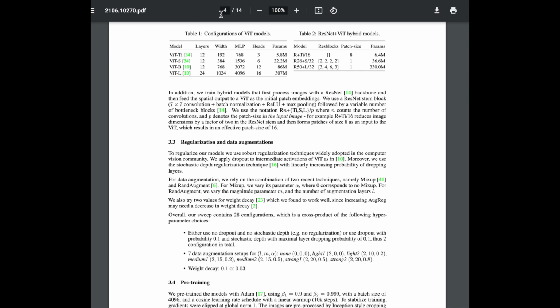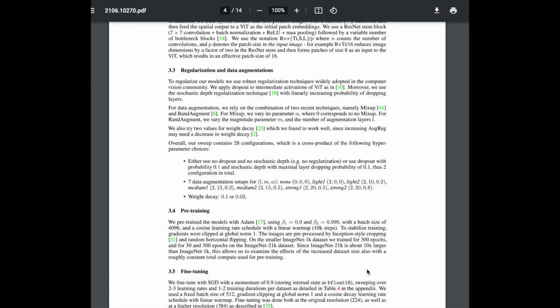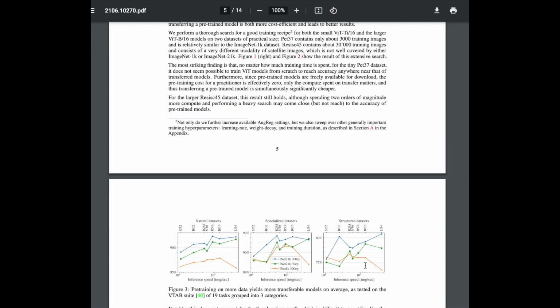You can see the different configurations of the ViT models they train, as well as convolution-transformer hybrid models. And these are the configurations of regularization and data augmentation that they explore in their study: dropout, stochastic depth, different magnitude parameters for different settings of data augmentation, and then weight decay. So one of the interesting things from this paper is the relationship between data augmentation and regularization.